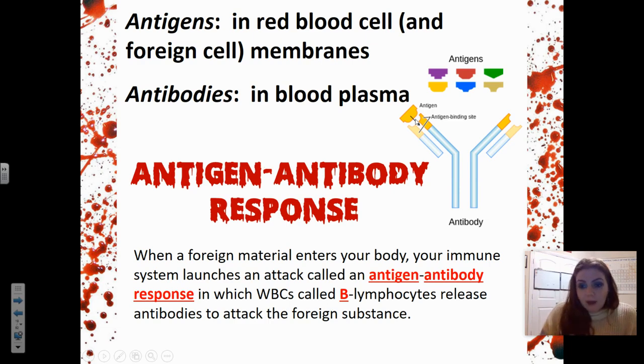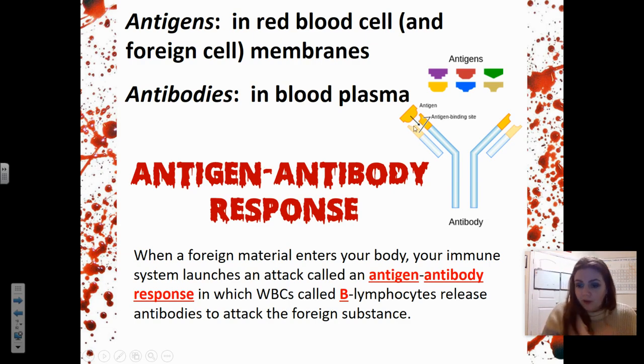So whatever blood type you have, you will have antibodies that fight what you don't have. So an antigen antibody response is what that's called. When a foreign material enters your body, your immune system launches an antigen antibody response in which white blood cells called lymphocytes release antibodies to attack that foreign substance. Same thing as when you have the flu and your body releases antibodies to go fight the flu, same thing, just different shapes.